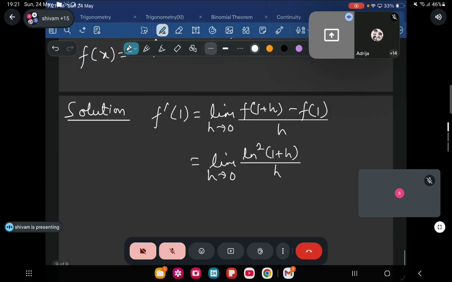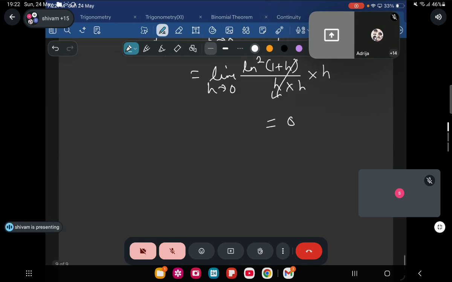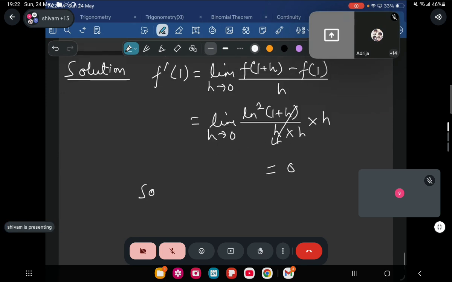Let us convert it into standard form, multiplying by h in the numerator and dividing by h in the denominator. So this limit will be 1, and 1 into h gives us 0, which is a finite quantity. So f dash at 1 is equal to 0, which is finite.